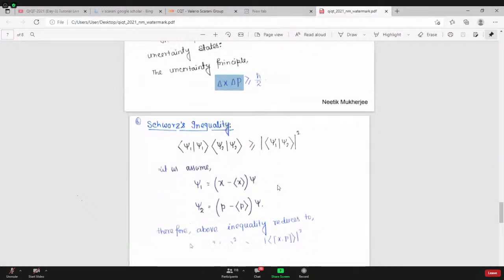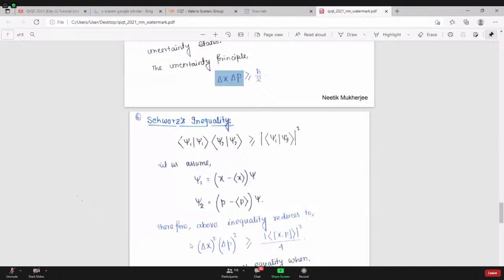And again, you can do it, but I have not done all the calculations here. I have just written the final expression. If you do the calculation here, just put your psi1 and psi2 in that expression, then you will see that if you put psi1 equal to x minus average x into psi here, it will reduce to delta x square. You can try it.